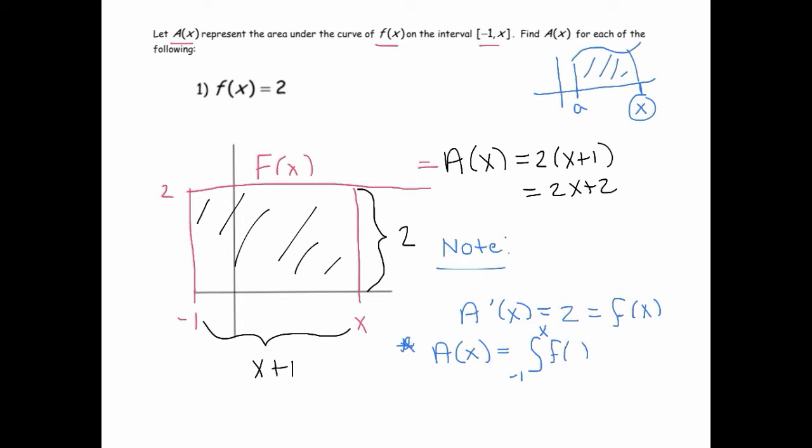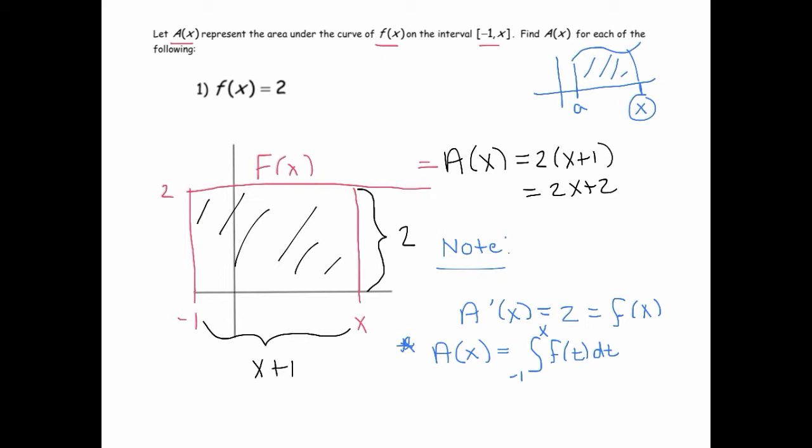Now, I don't want to put an x in here, because if I plug in like 5 for x, I really don't want to plug the 5 into the f part. So I need to make up a new variable just to hold the place of the input for f. So look carefully at that. That's another way of writing A of x, right? And we've used the integral notation.